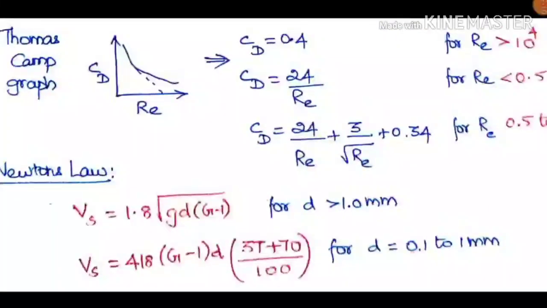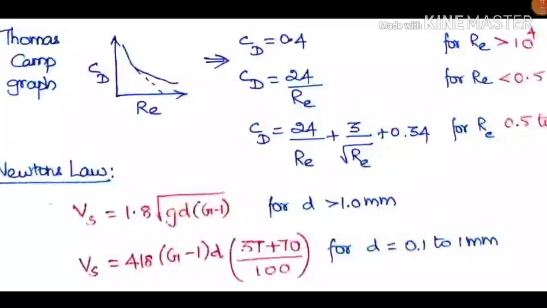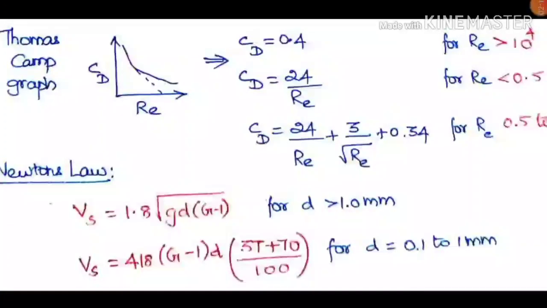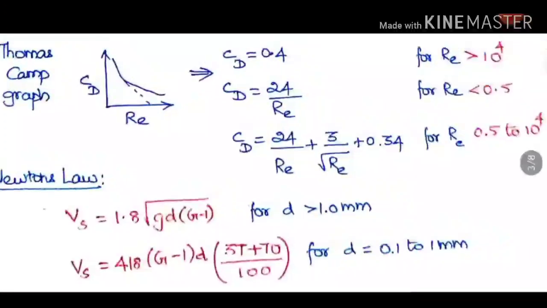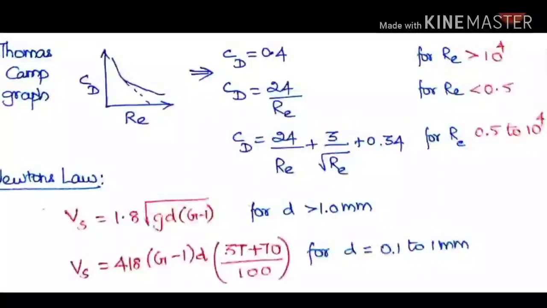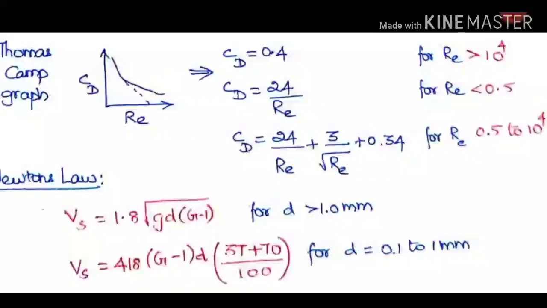Thomas Camp has given a graph with respect to this Cd and the Reynolds number. When you make that graph, you can get the values of Cd with respect to the Re values. Three ranges are taken from this graph. Cd is equal to 0.4 for Re greater than 10 power 4. Cd is equal to 24 by Re for Re less than 0.5. Cd is equal to 24 by Re plus 3 by root Re plus 0.34 for Re in the range 0.5 to 10 power 4. These Cd values can be taken directly with respect to the Re range, and you can substitute this Cd value in the previous formula to find the velocity of the settling particle.